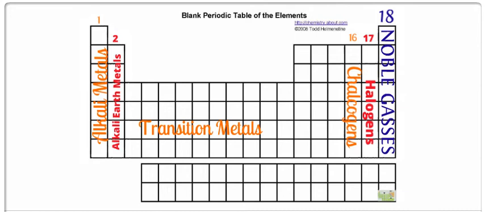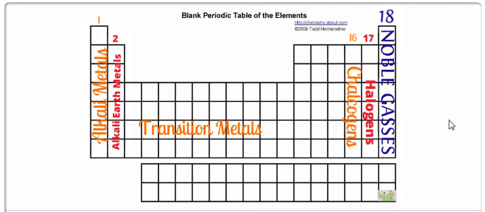The periods, the rows, are called periods because there's a pattern that repeats periodically. And in 2 units from now, we will spend a great deal of time on the periods and what patterns are constantly being repeated over and over again. But just know that left to right, the rows are called periods.